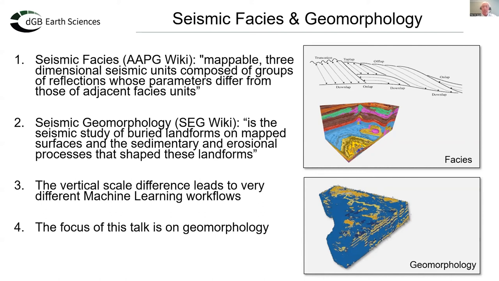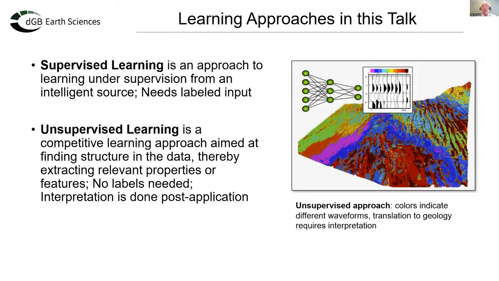So how can we actually get results that are interesting for a seismic interpreter? The two learning approaches that I will address are supervised and unsupervised. We've seen that before, and there was a discussion yesterday on what is supervised and what is unsupervised. I think it's still good to emphasize this: supervised learning is an approach to learning under supervision from an intelligent source. It needs labeled inputs and outputs. It's training by example. And unsupervised learning is a competitive learning approach in which you just try to find structure in the data. Because the algorithm is not fed any output, it is creating something, a clustering of the data that gives you new insights into the data.